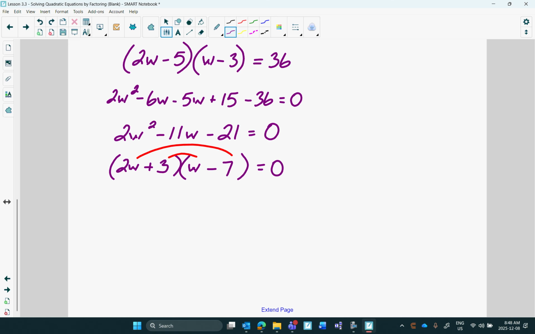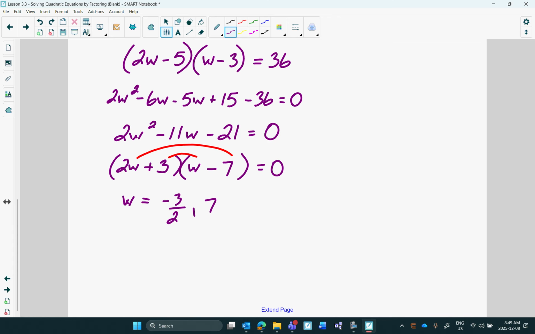So, what are my possible answers for W? Negative 3 over 2. Because we have to make this equal to 0, so we have to subtract 3, divide 2. So we get negative 3 over 2. And 7, like you said.